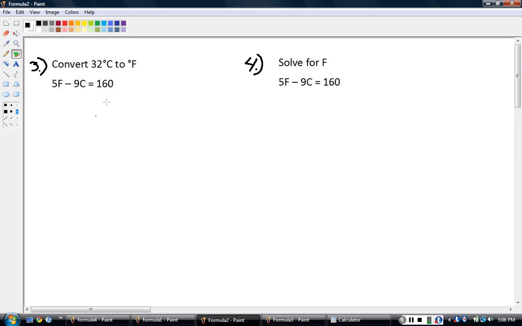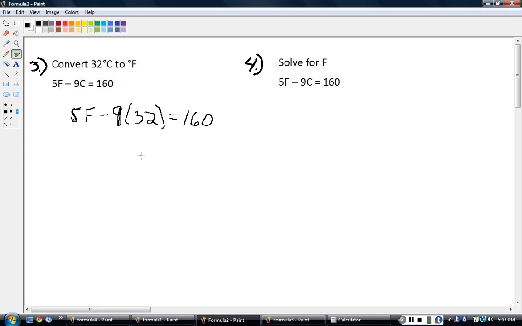So we do it just like we did the previous ones. 32 degrees Celsius, I plug the Celsius temperature in here. So I get 5F minus 9 times C. C is 32. Equals 160. That's a little messy. Let me try and clean that up a little bit. That says 5F minus 9 times 32. That's a little bit better. Equals 160.